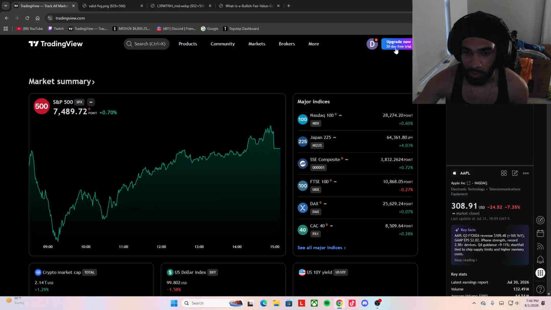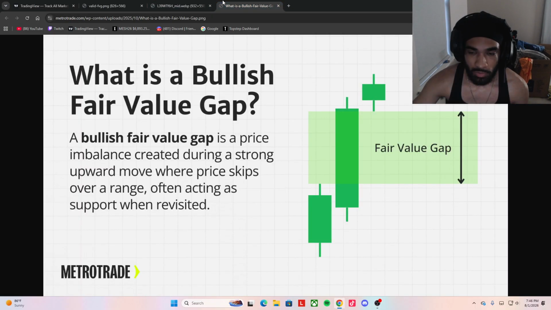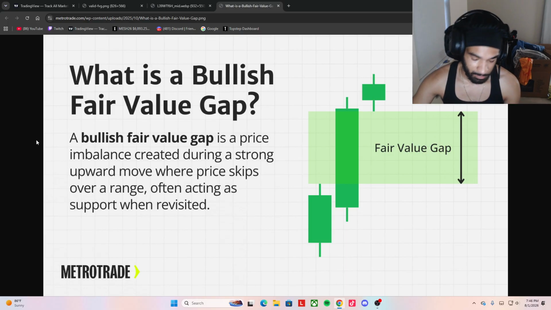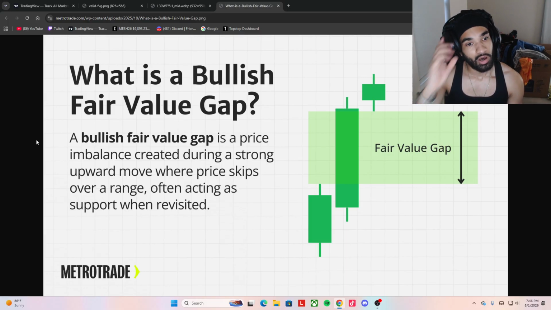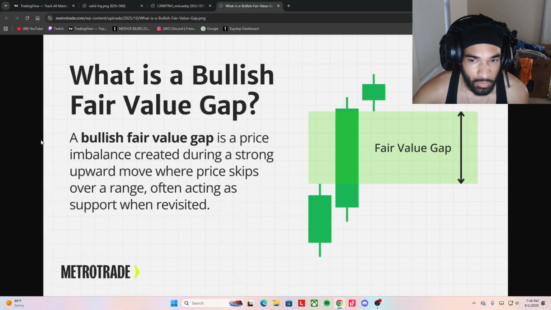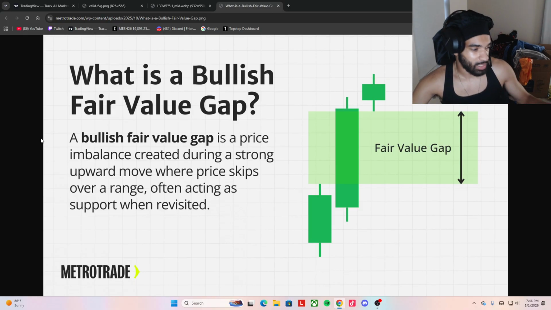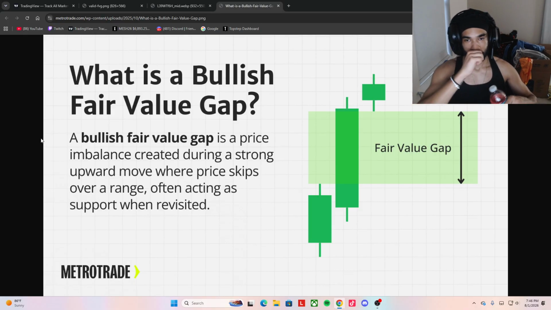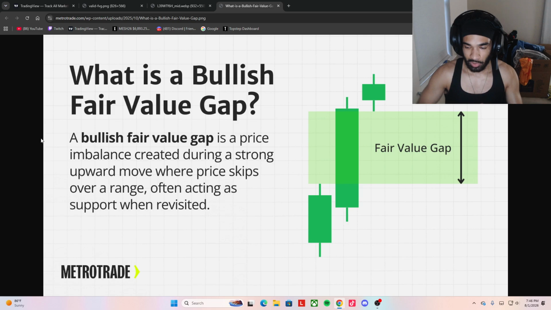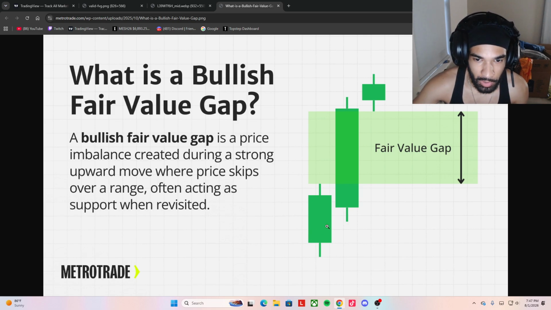So, fair value gaps. What are fair value gaps? Fair value gaps are really like another set of liquidity, kind of, and it's really like an imbalance. So what a fair value gap is going to look like is right here.